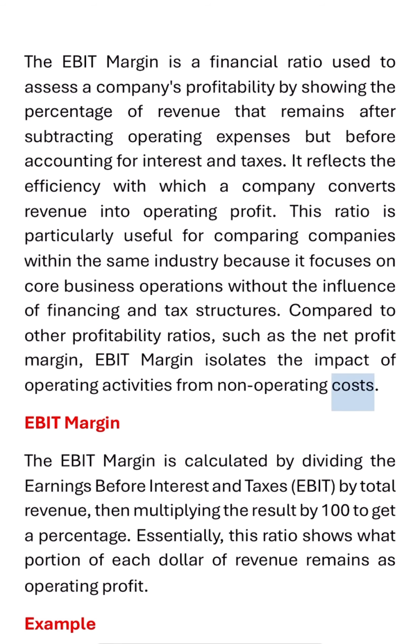non-operating costs. EBIT margin. The EBIT margin is calculated by dividing the earnings before interest and taxes, EBIT, by total revenue, then multiplying the result by 100 to get a percentage. Essentially, this ratio shows what portion of each dollar of revenue remains as operating profit.